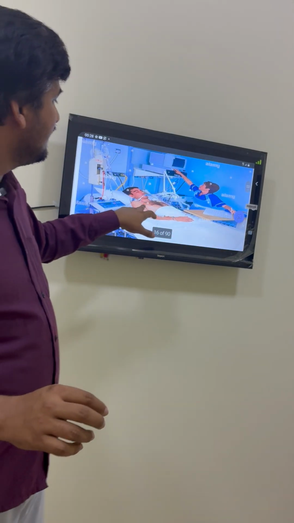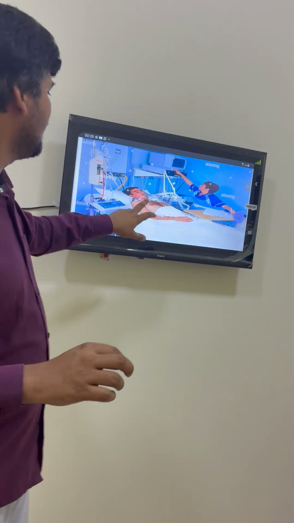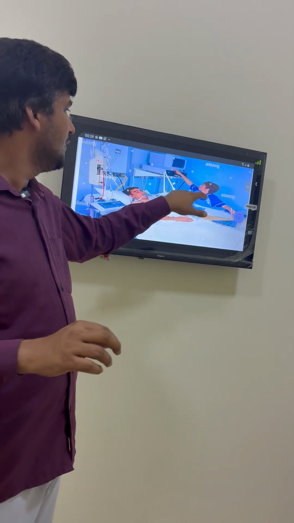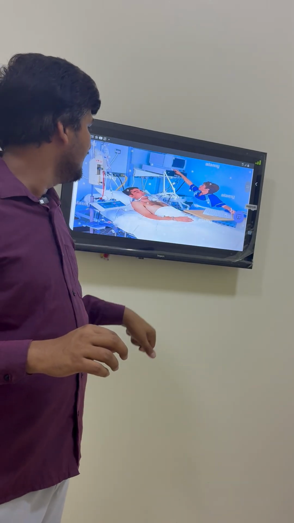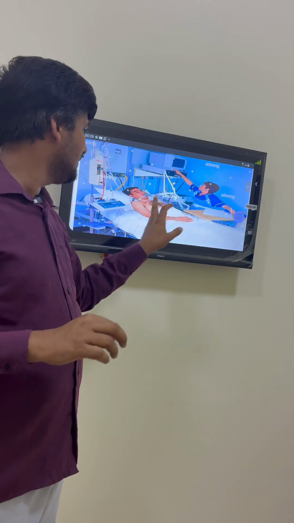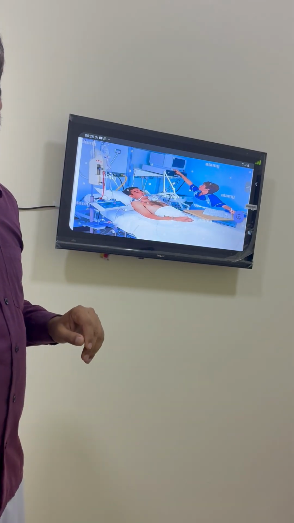Here also you can see, here is the intubated patient, you can see the syringe pump here, and then the ventilator here. This is the staff, she is handling this patient, you can see here.